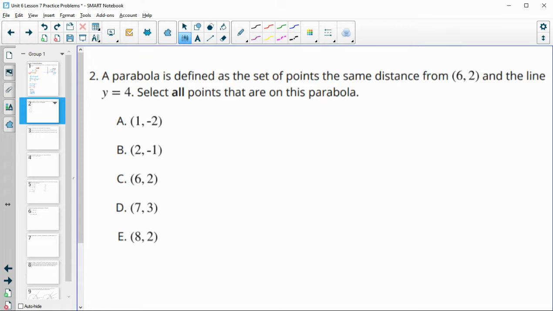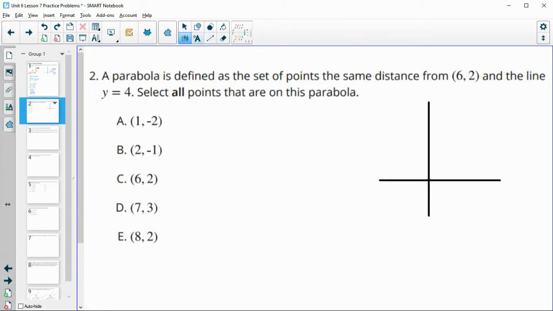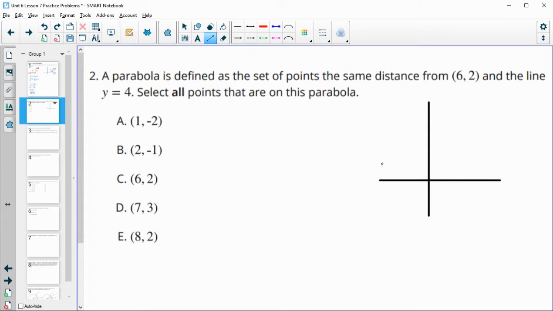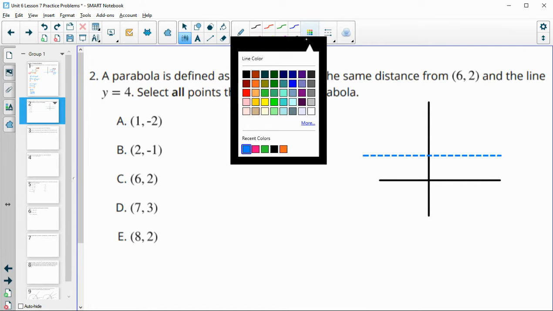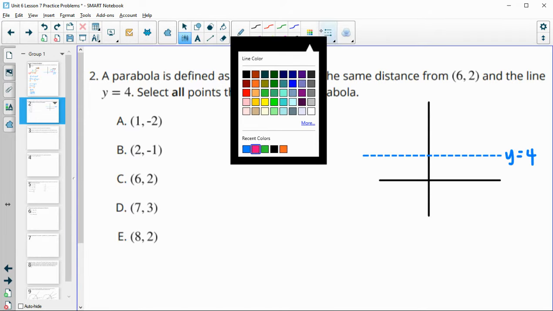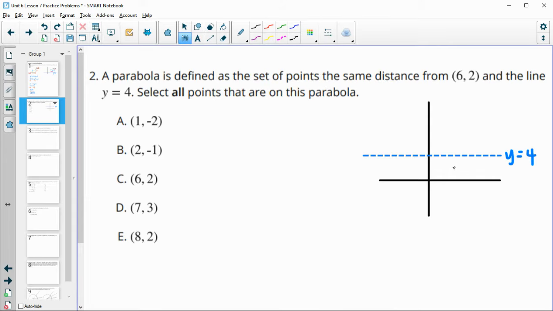Okay, then let's take a look at this next one. Number 2 talks about a parabola defined by the set of all points the same distance from (6, 2) and the line y equals 4. I like to draw sketches of this so that I can think about what's happening. So we've got the line y equals 4. That would be our directrix. And then we've got the point (6, 2) as our focus.